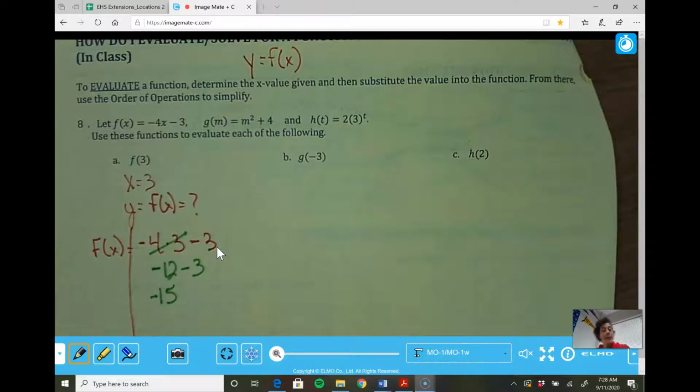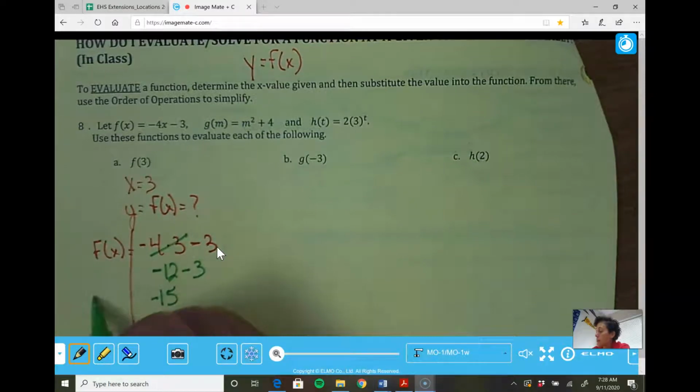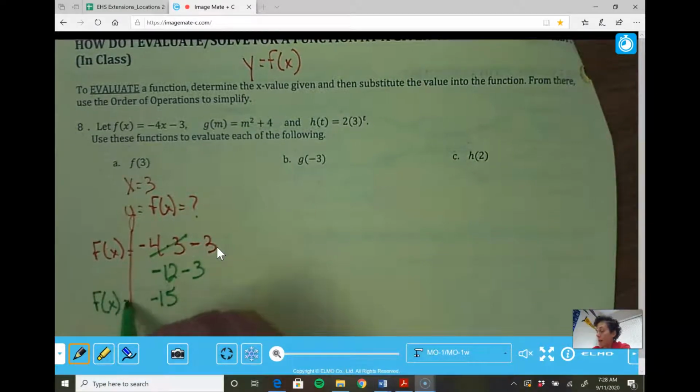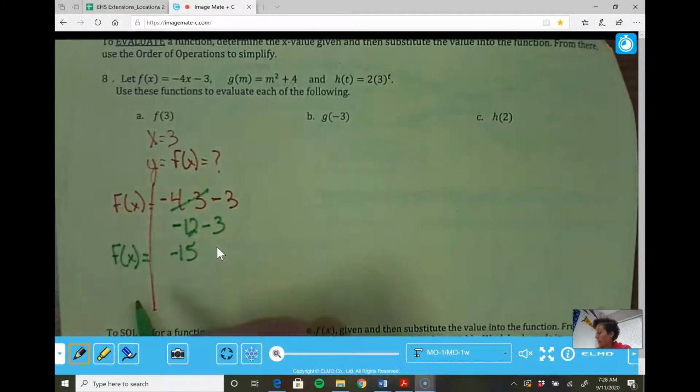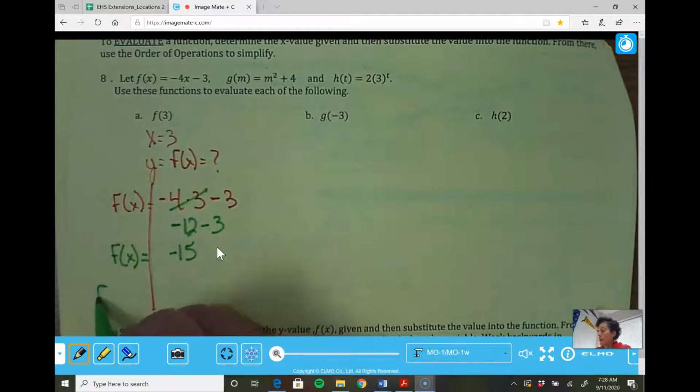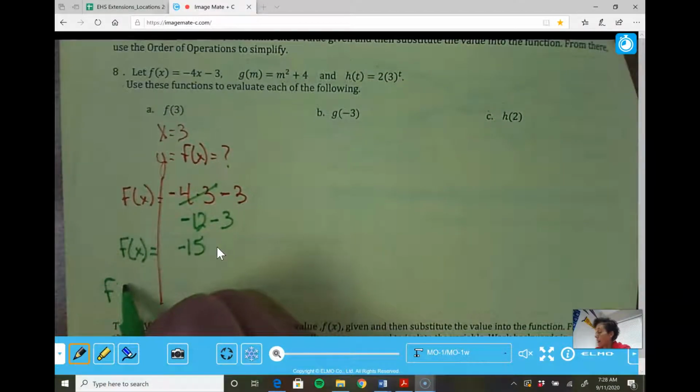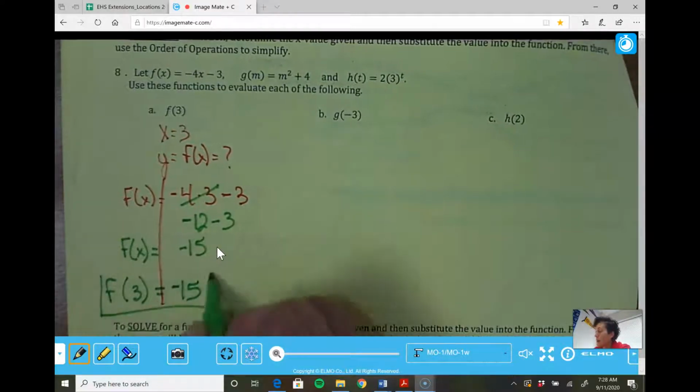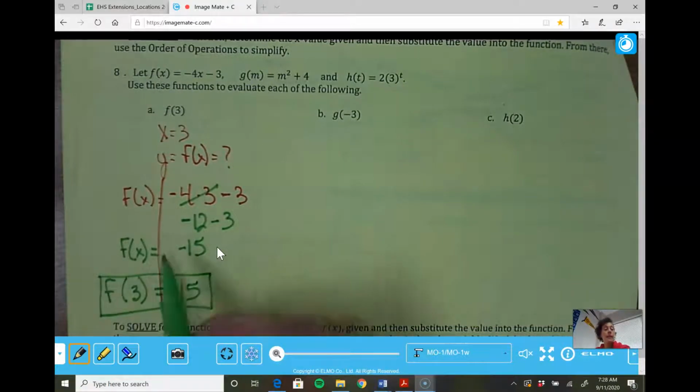So in the past, we would say y equals negative 15. Here, we can kind of just replace y with f of x. But a better way to write this answer would be, my function, when x is 3, gives me an answer of negative 15. So this is the best way to write the answer. This is the second best way to write the answer. Don't just write negative 15, and we want to try to get away from y equals now.